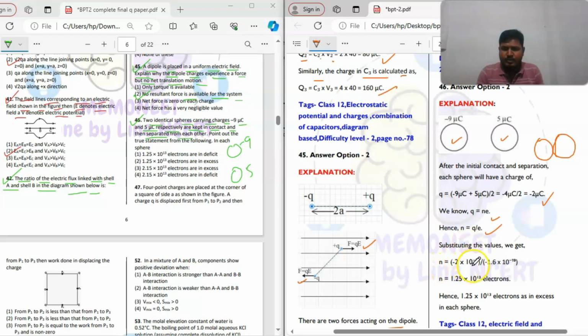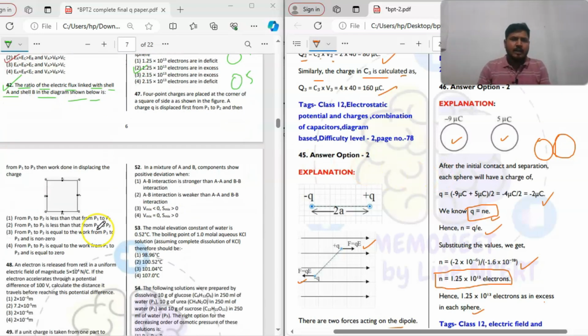Q is minus 2 into 10 to the power minus 6, divided by 1.6 into 10 to the power minus 19 coulomb. So after solving this, we will get N equal to 1.25 into 10 to the power 13 electrons as excess in each sphere. So our second option is the correct option, right? Okay, this is very simple: Q equals Ne is one concept, and one more concept is charging by conduction. These are the two concepts that we have to apply here.